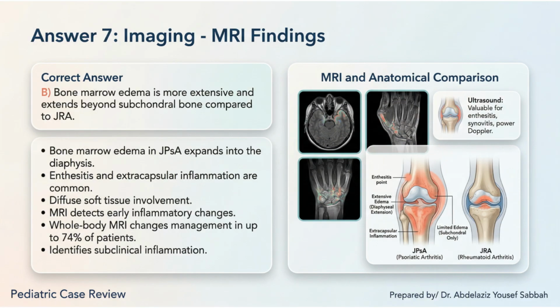The correct answer is option B. Bone marrow edema in juvenile psoriatic arthritis is more extensive and extends beyond the subchondral bone into the diaphysis, which is a key distinguishing feature from juvenile rheumatoid arthritis where edema is limited to the subchondral region only. Enthesitis and extracapsular inflammation are common findings. Diffuse soft tissue involvement is also seen. Magnetic resonance imaging detects early inflammatory changes before clinical or radiographic evidence appears. Whole-body magnetic resonance imaging has been shown to change management in up to 74% of patients by identifying subclinical inflammation. Ultrasound is also valuable for detecting enthesitis, synovitis, and assessing power Doppler signal.